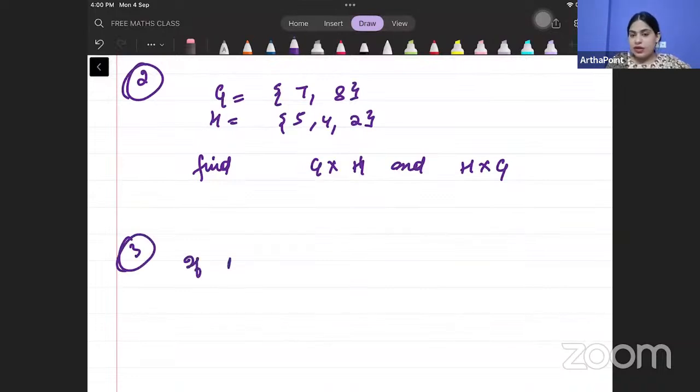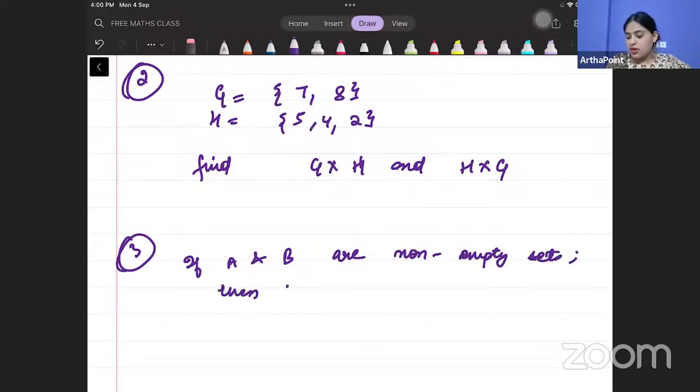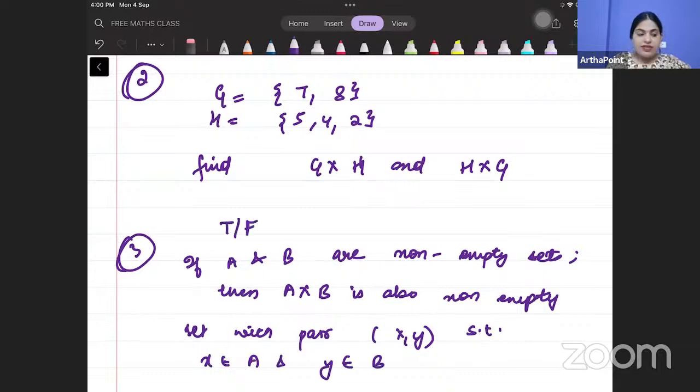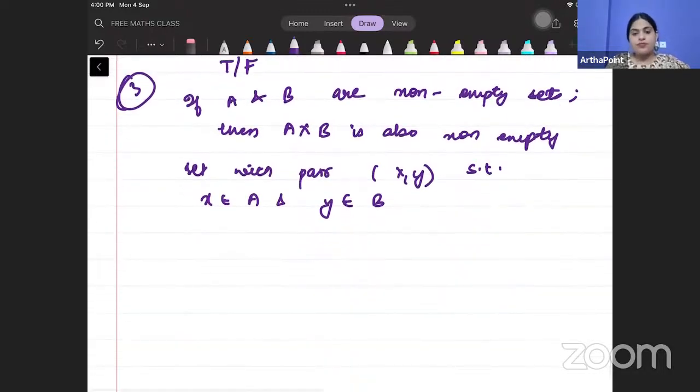Question number 3. If A and B are non-empty sets, then A cross B is also a non-empty set with pairs (X, Y) such that X belongs to A and Y belongs to B. You have to tell me, beta, whether this is true or false. This is the third question. Okay? Good, write down one last question.